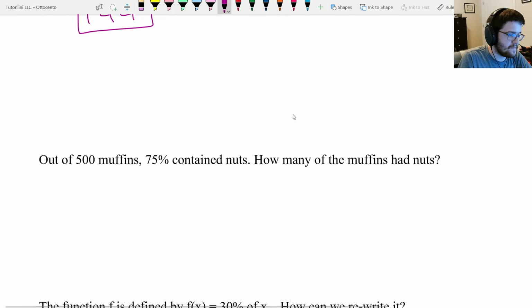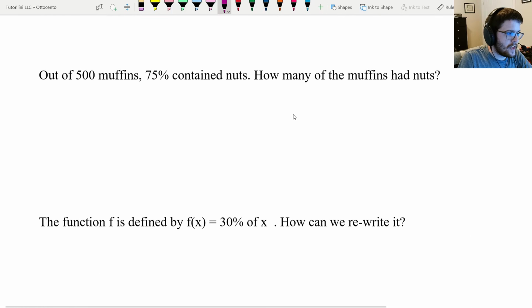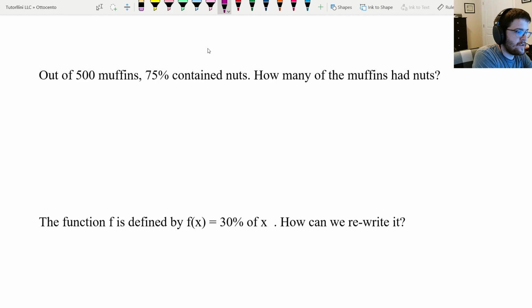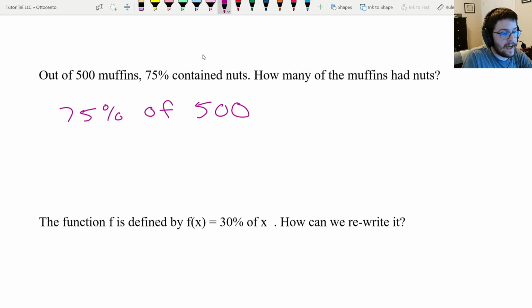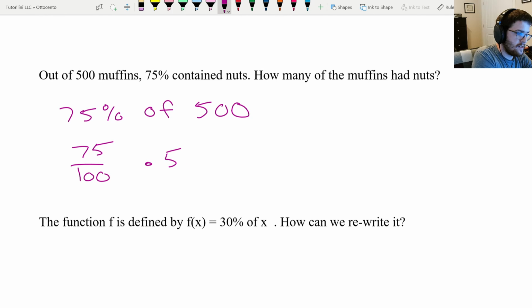What else do we have here? Okay, out of 500 muffins, 75% contained nuts. How many of the muffins had nuts? This question's essentially asking us 75% of 500. 75% of those 500 muffins have nuts. So we're going to do 75 divided by 100 times 500. And that should give us 375.